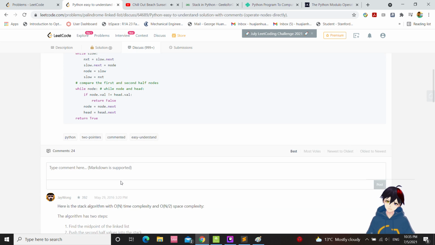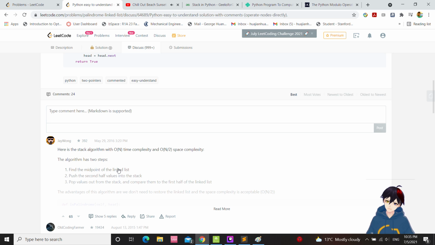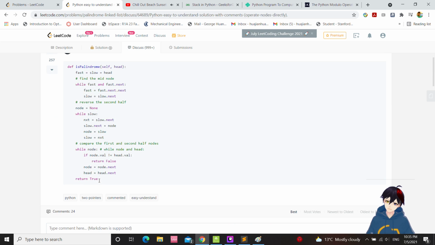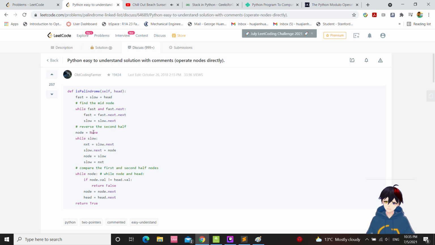I don't know if I get this one. Yep, I had trouble finding the midpoint. So it moves faster than the other one, twice as fast. So slow would be the midpoint.